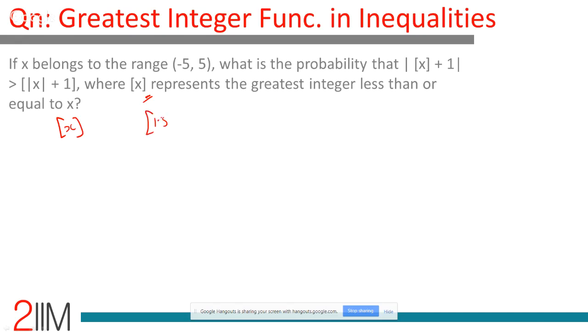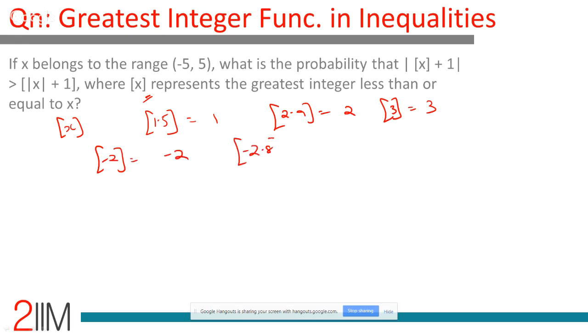Box of 1.5 is 1. Greatest integer of 2.9 is 2. Greatest integer of 3 is 3. Greatest integer of minus 2 is minus 2. Greatest integer of minus 2.8 is minus 3. The greatest integer less than or equal to the number inside. If it's an integer, the answer will be itself. But if it's not an integer, you go down and find the largest integer just below it.